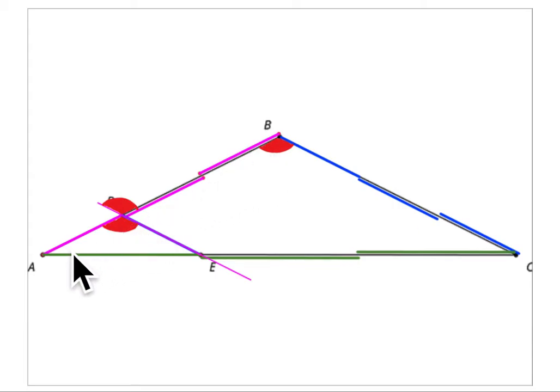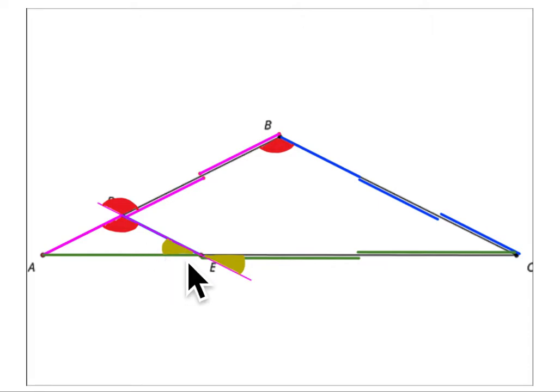This first one down here is shared by both triangles, so it's the same angle, so it has to be congruent. And then this angle is congruent with this angle, so these 2 triangles are similar. And you can prove it by looking at the third angle.